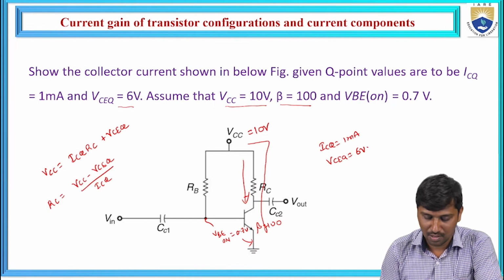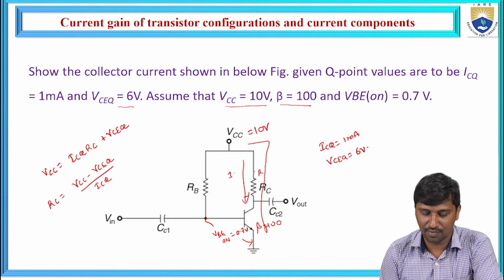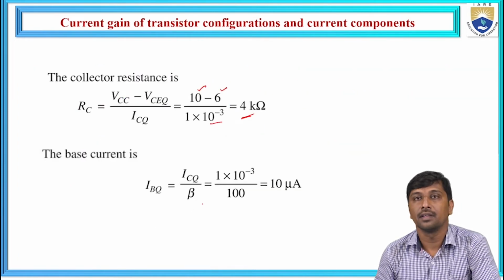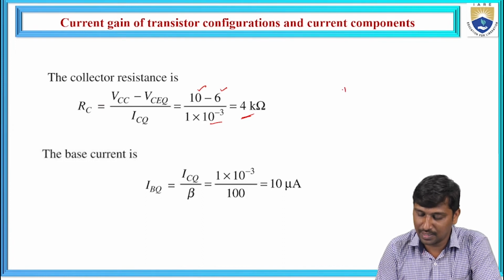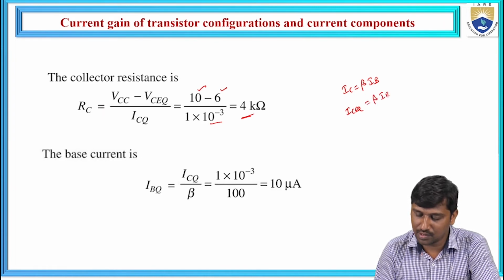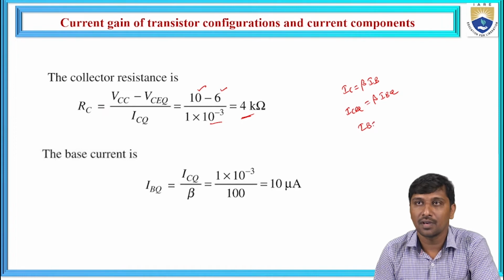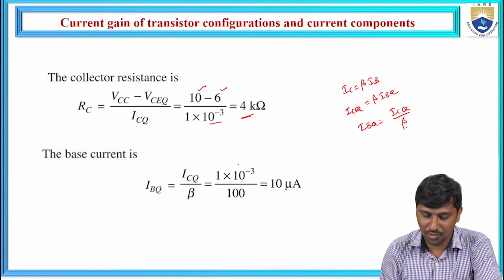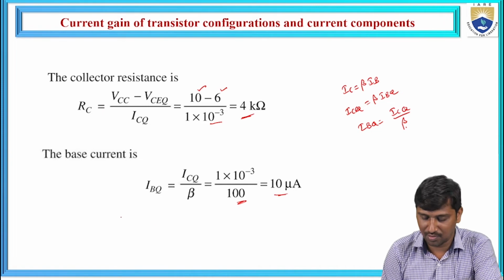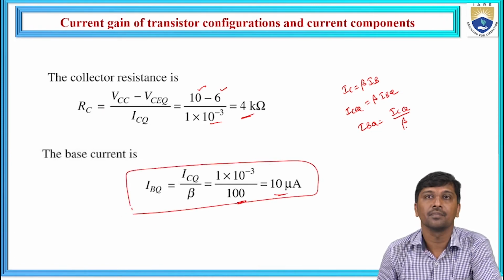Now we have identified the resistor for the collector current. Then we need to identify the base current. We know that generally IC is represented as beta times IB. I am writing this in terms of the Q point, so ICQ is equal to beta times IBQ. Hence IBQ is defined as ICQ by beta. The ICQ value is 1 milliampere and beta is given as 100. Then the IB value is 10 microamperes.